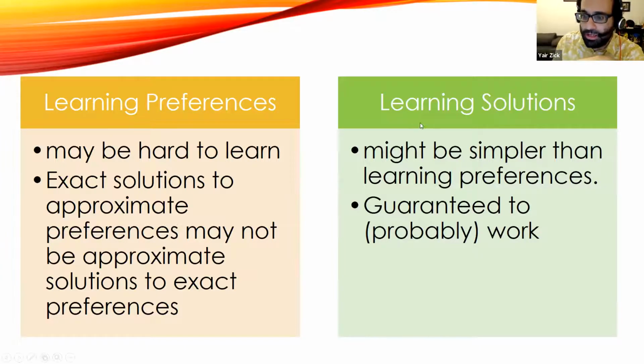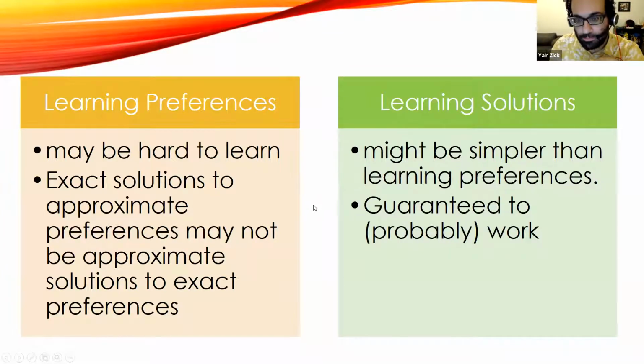On the other hand, learning solutions, at least from the work that we have done, in some cases might be easier than directly learning the preferences. The underlying structure of the solution space is simpler than the underlying structure of the preference space. And because you're learning the solutions directly, they're guaranteed to work probably, by which I mean on a high percentage of the instances, having a low test error.